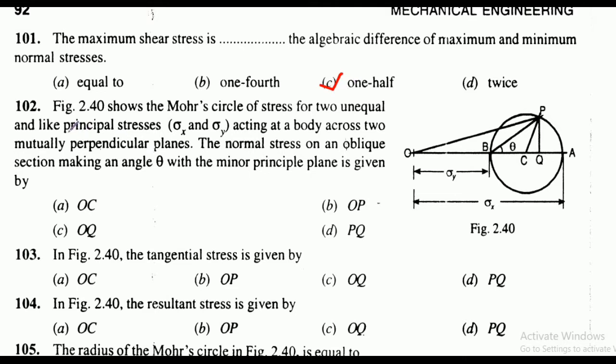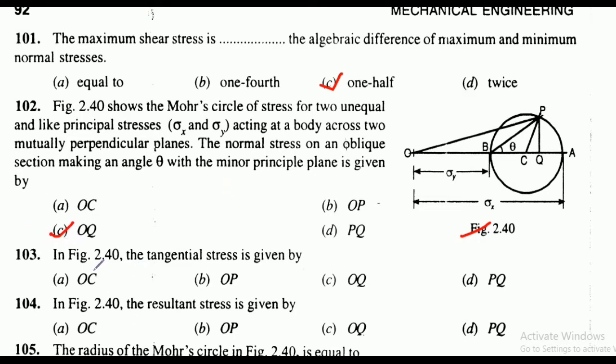Next is figure 2.40, that is this one. The Mohr circle of stress for two unequal and like principal stresses sigma x and sigma y acting at a body across two mutually perpendicular planes. The normal stress on an oblique section making an angle theta with the minor principal plane is given by. Your options are OC, OP, OQ and option D is PQ. So here friends, the correct answer is option C, that is OQ.